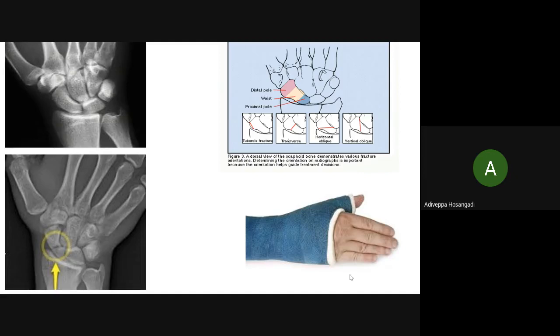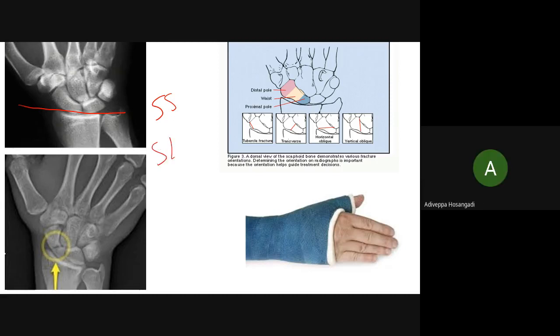You can see a normal X-ray, wherein you should know the arrangement of the carpal bones. Okay. See, this is a normal arrangement. SLTP. You know the mnemonic, isn't it? Very good.